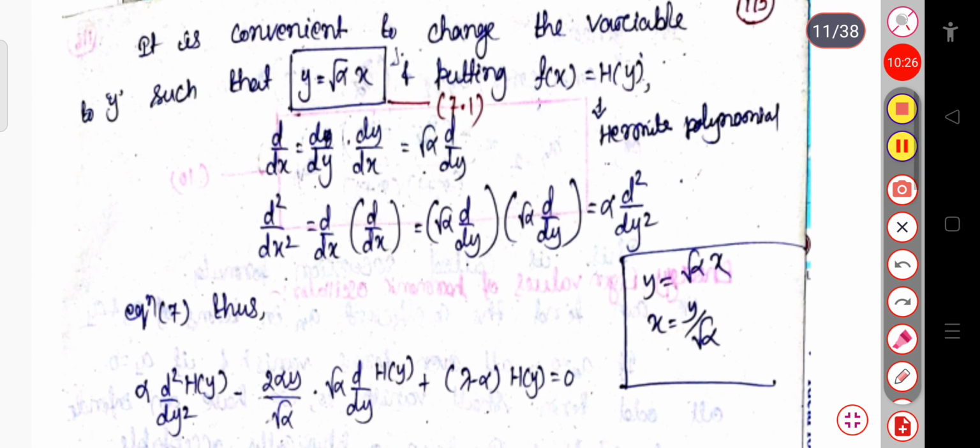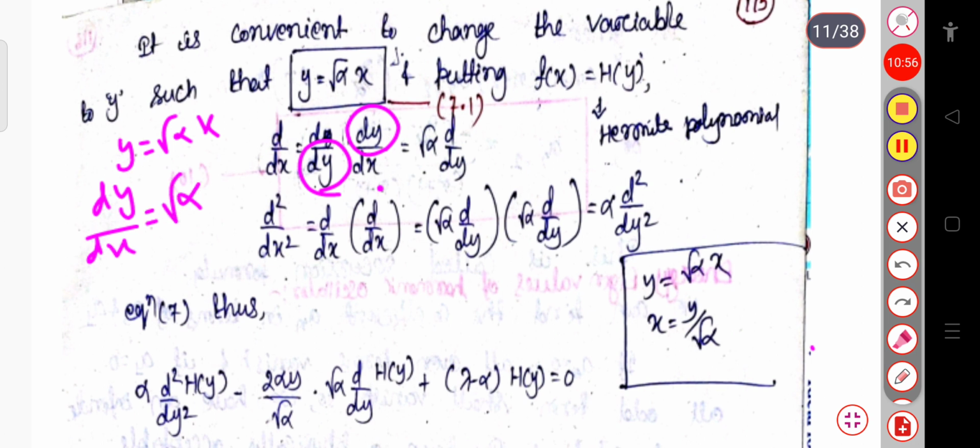Now if I change this to y equal to root over alpha x, that is, if I substitute y to be root alpha into x, then this d by dx can also be written as, if I multiply dy in the denominator and the numerator, d by dy into dy by dx. Since y equal to root alpha into x, we can calculate dy by dx will be equal to root over alpha, because dx by dx is equal to 1. So in place of dy by dx we will write root alpha, and d by dy will be present here.